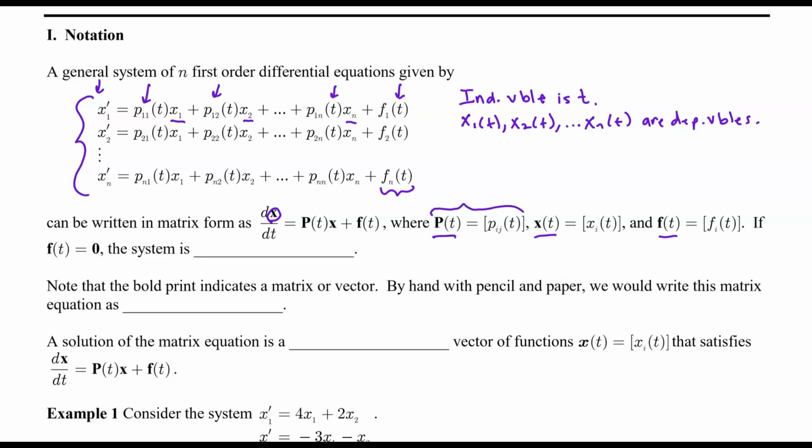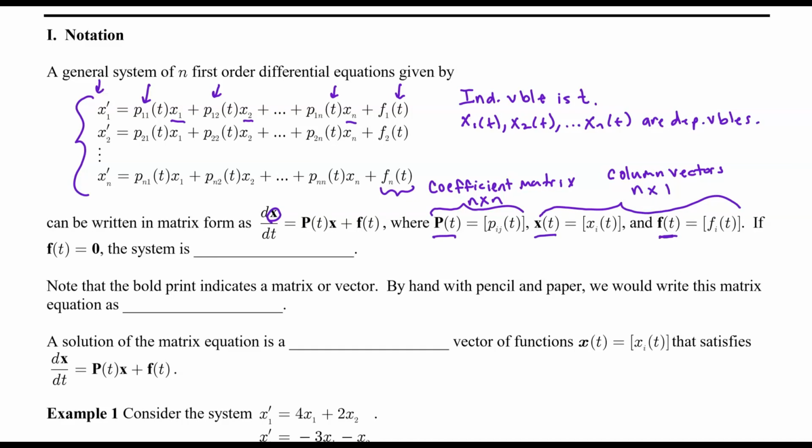So once again, this is our coefficient matrix. That's going to be a square matrix, that is, n by n. And these two matrices are what we call column vectors. That is, they have n rows and one column.